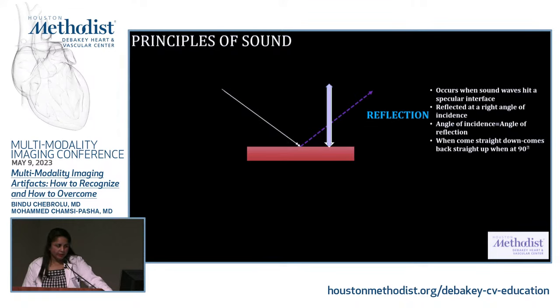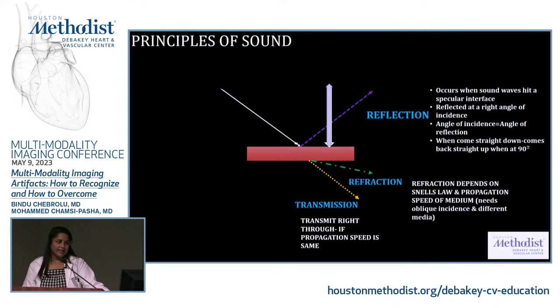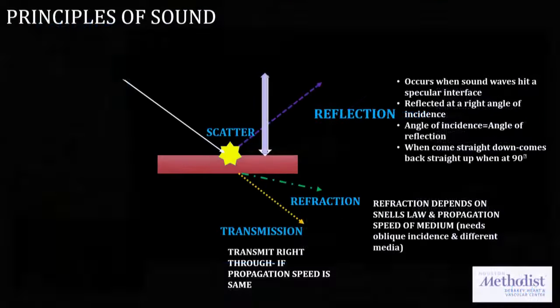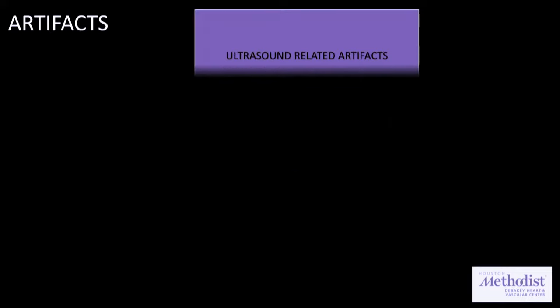What's the second possibility? It goes straight through, or it gets transmitted, depending on the propagation speed of the sound in that medium. Or what else can happen? It can bend or get refracted. Again, it depends on the speed of sound in that medium. And finally, it can be scattered. Scatter is actually the important one, because it's caused by those poor reflectors, and it increases with increasing frequency of the ultrasound. The backscatter is the portion which returns to the transducer, and that's the one which is valuable for imaging.